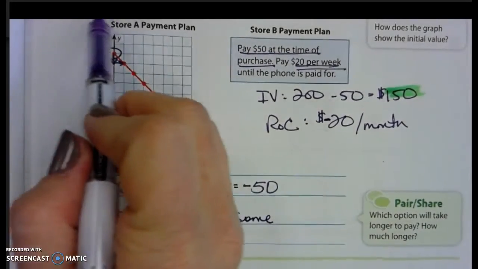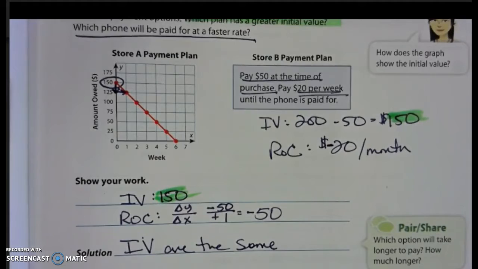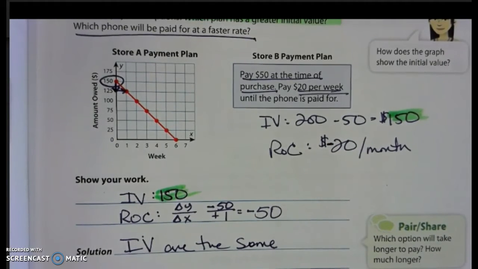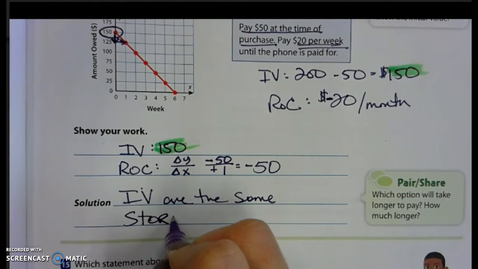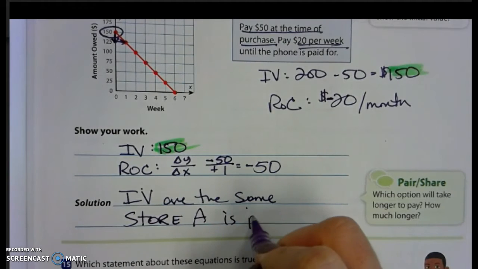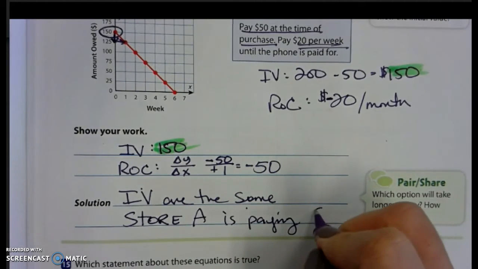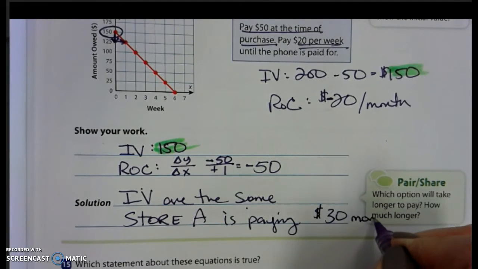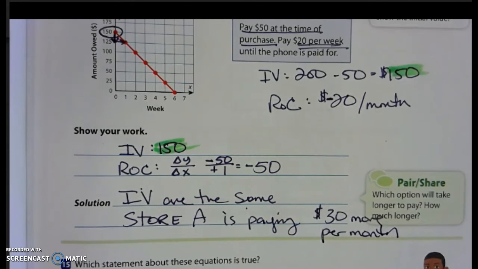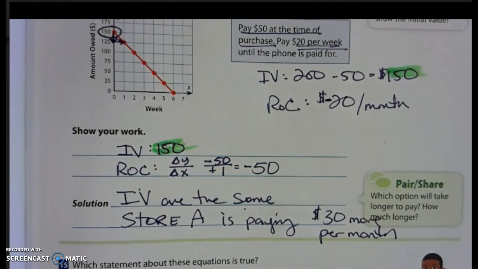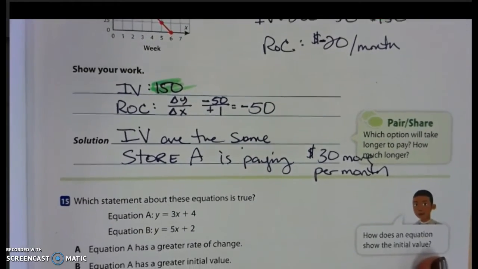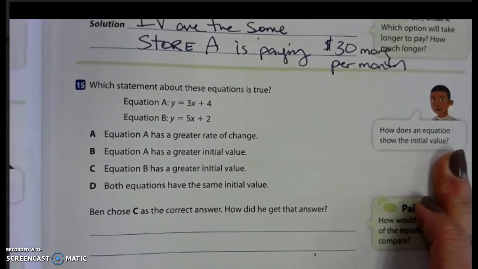Then it says which phone will be paid for at a faster rate? Which one is paying more per month? Well, store A is paying $30 more per month. Comparing the initial value, they're the same. Comparing the rate of change, store A has a greater rate of change. Okay, it is decreasing, but it is decreasing at a faster rate.